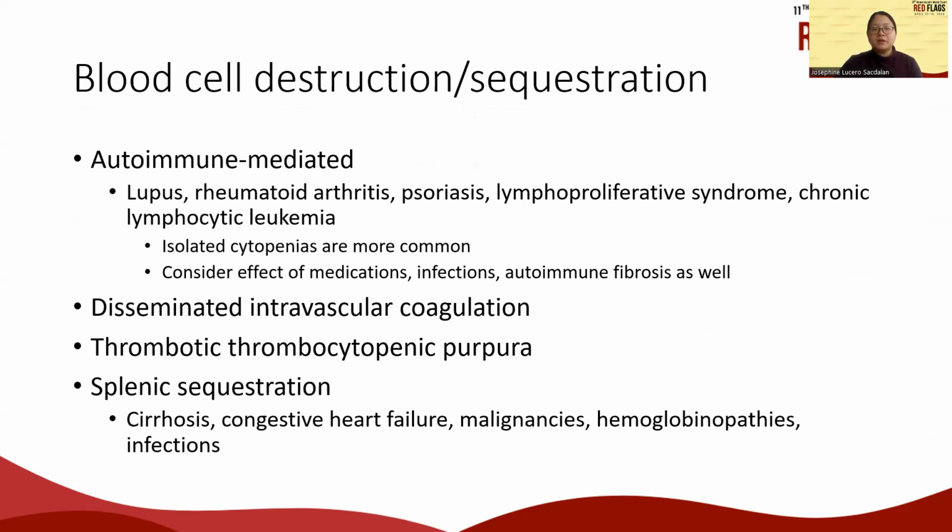Disseminated intravascular coagulation and thrombotic thrombocytopenic purpura also cause peripheral destruction, and splenic sequestration can be seen in those with cirrhosis, heart failure, malignancies, hemoglobinopathies, and other infections.